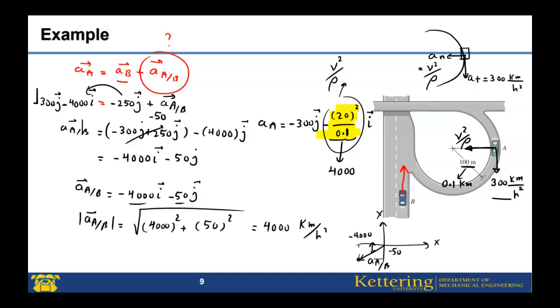To find this angle, tangent theta equals this length, 50 divided by 4,000. This theta can be found as the tangent inverse of 50 divided by 4,000. The angle will be 0.716 degree.